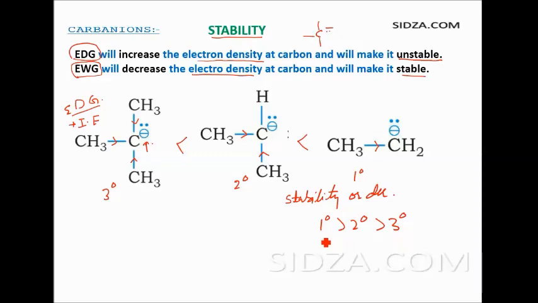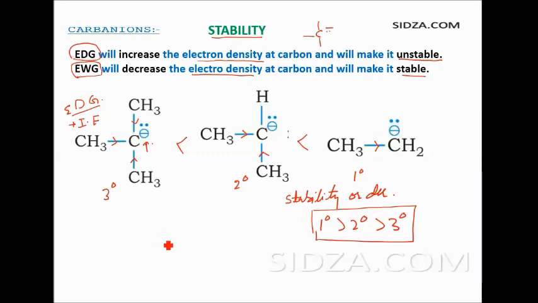right? Because in the primary there is only 1 electron releasing group, and we know that an electron releasing group increases the electron density on the carbon and makes it unstable, right? So that is why we find that primary is more stable, because it has only 1 electron releasing group. Higher the number of electron releasing groups, lesser will be the stability. So the most stable one out of the 3 is the primary one.